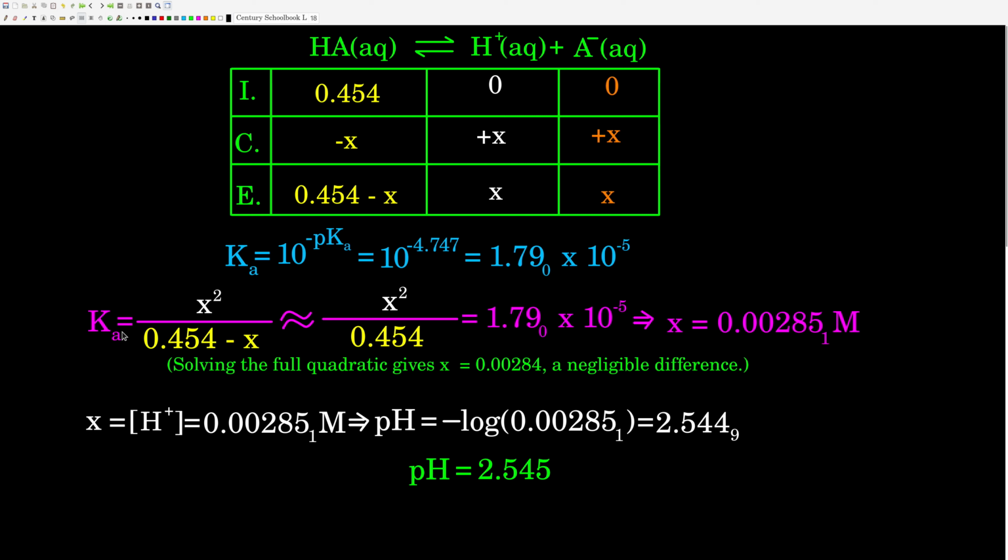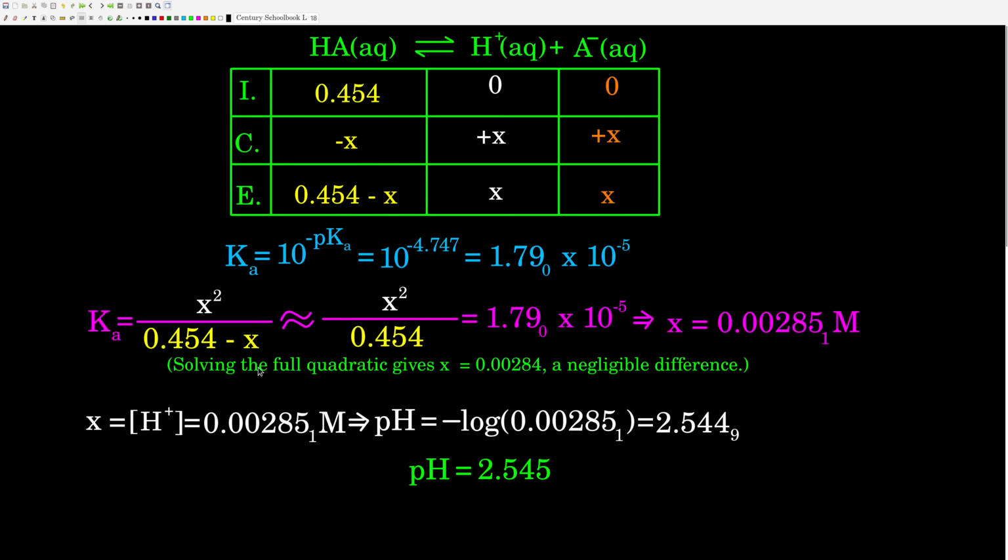Now, we're going to try to make the approximation that x is a lot less than 0.454. It seems reasonable because this is a fairly small Ka, equilibrium constant. So if it is, we get x squared over 0.454, and we don't even have to solve a quadratic. We just multiply through by 0.454, take the square root, and there you go, we got our x. Doing it that way, we get x is 0.002851 molar.